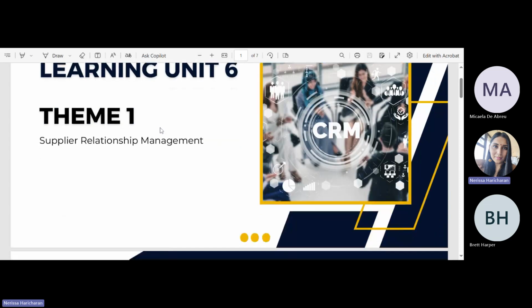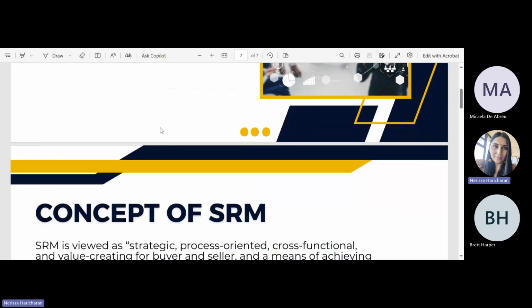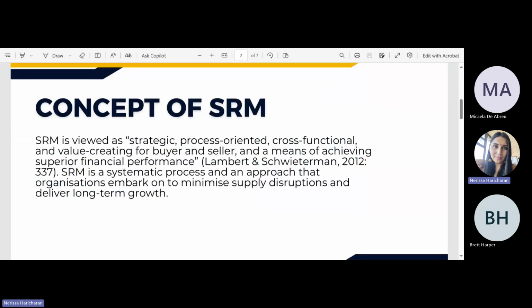Okay. So when we talk about supplier relationship management itself, it's the relationship specifically between a buyer and a seller. The textbook terminology is that it is strategic, process-oriented, cross-functional, and value-creating for a buyer and seller, and a means of achieving superior financial performance. In layman's terms, it's a transaction between two parties, a buyer and a seller, and it's completely based on financial means or financial purposes from a purchasing perspective.